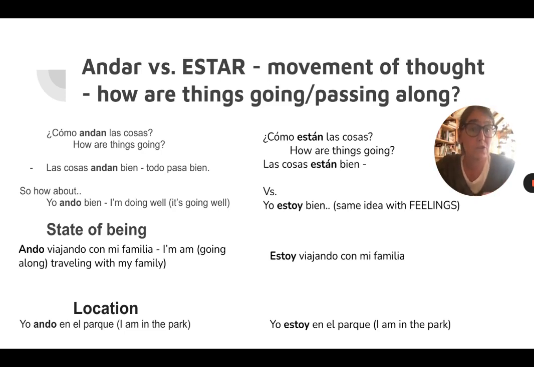So we could use estar, like we could say this on the right-hand side, ¿Cómo están las cosas? ¿Qué tal las cosas? Another way to say that. Las cosas, ¿todo bien? Sí, todo está bien. Or yo estoy bien. These are feelings, emotions. How are things moving in your life, right?